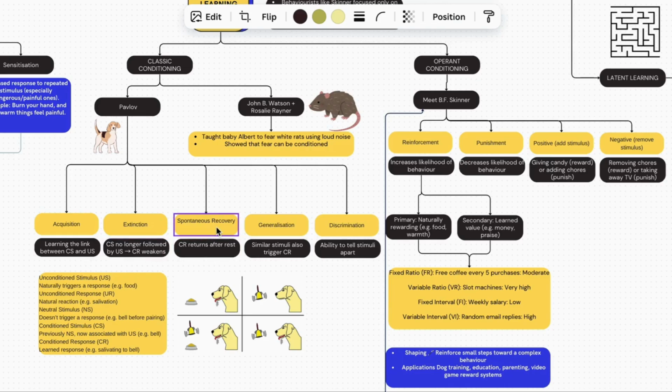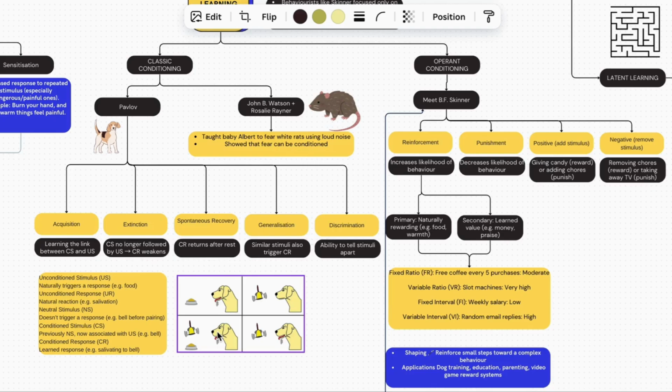In associative learning, there are two types: classical conditioning and operant conditioning. Classical conditioning involved two people, Pavlov and John B. Watson. Pavlov experimented with a dog and found acquisition, learning the link between CS and US. If you want to go deeper, I have noted down the full forms of CS and US and neutral stimuli. CS is the conditioned stimulus.